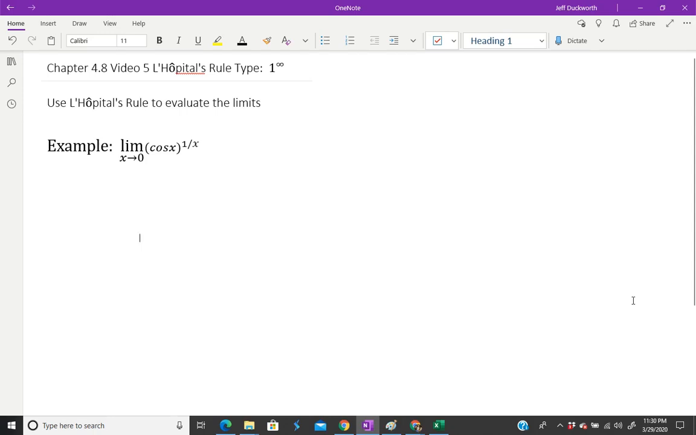This is the fifth video on L'Hopital's rule. We're going to do another indeterminate form. This one is 1 to the infinity when we take the limit. So in our example here, we're going to have to do some manipulation.